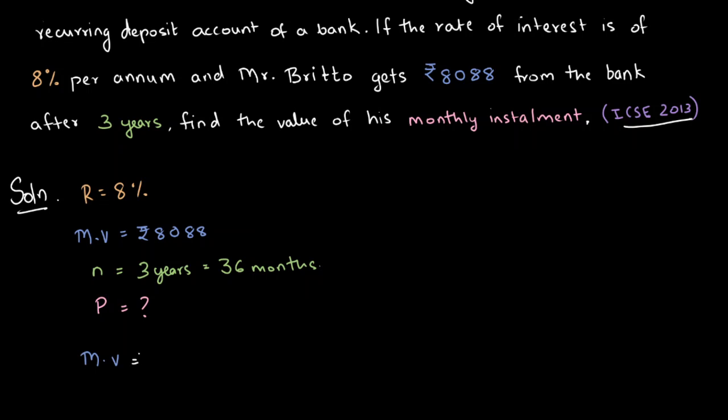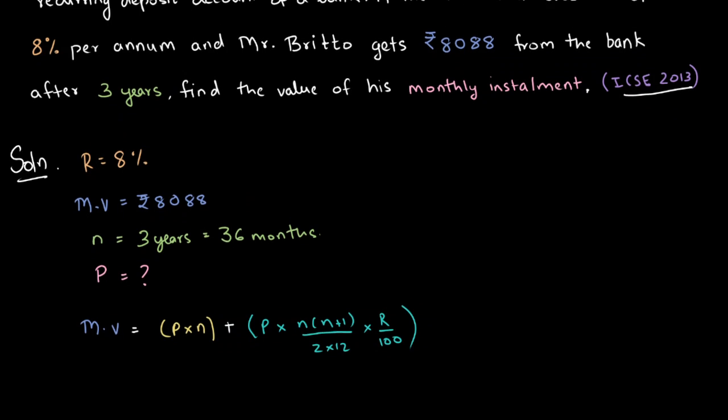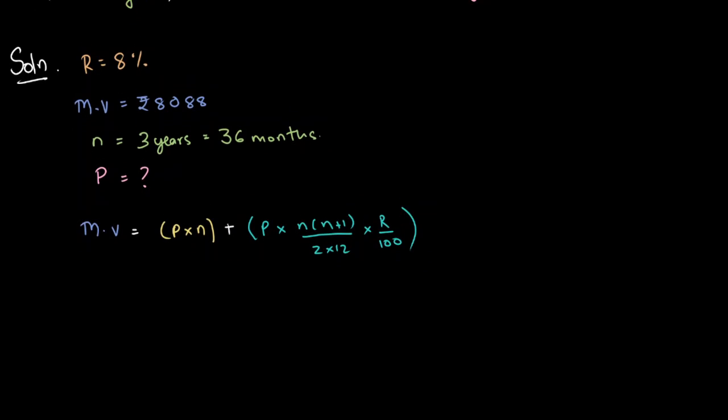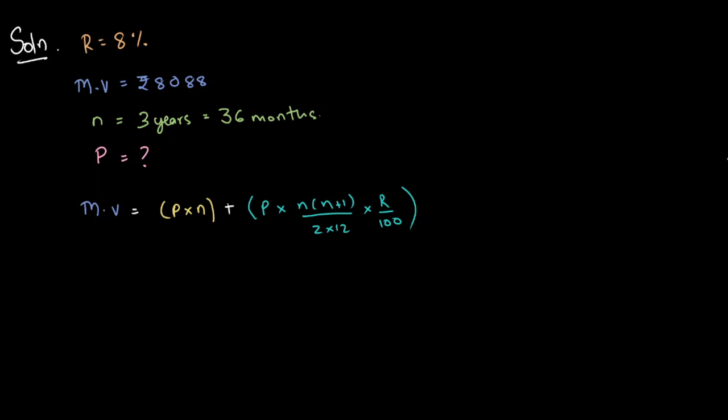So I can say maturity value is equal to the amount deposited by Mr. Brito, which is nothing but P into N, plus the interest that Mr. Brito will receive, which is P into N plus 1 upon 2 into 12 into R upon 100. Right. So there we're done. We've made a note of all the given information and the formula. Now let's just substitute the values and see what's the answer.